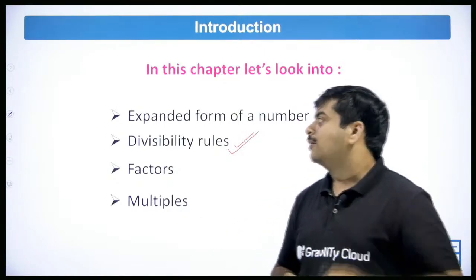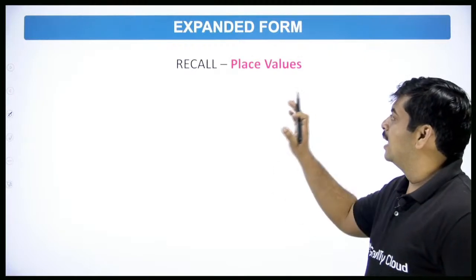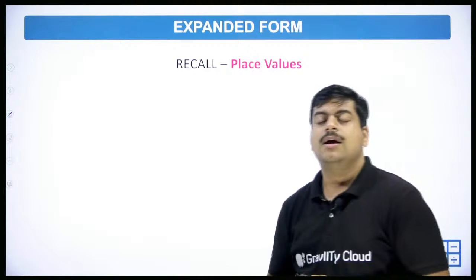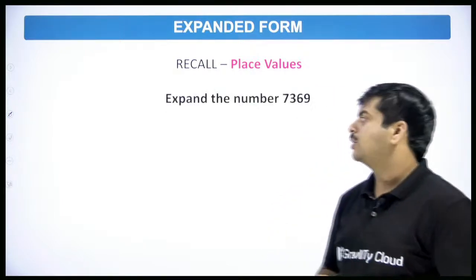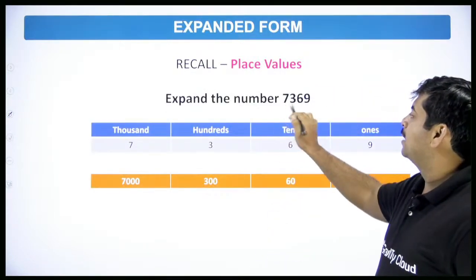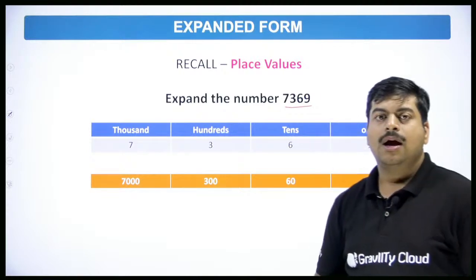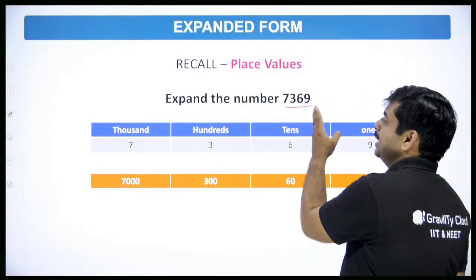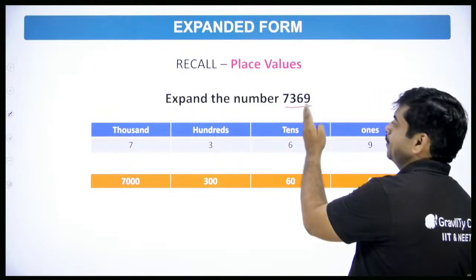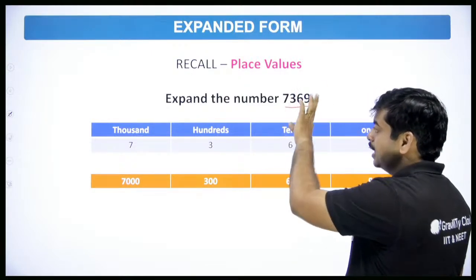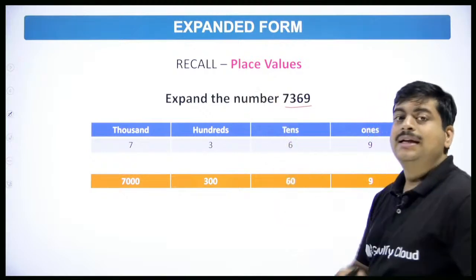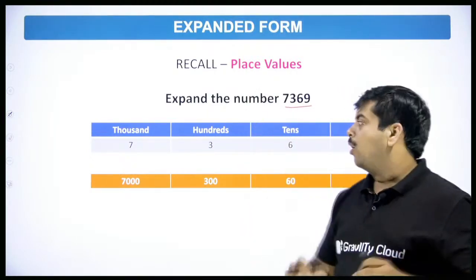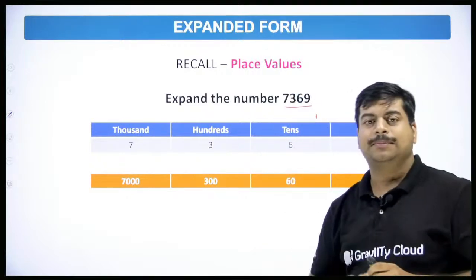The first one we're going to see is place value. When we are discussing expanded form, what do you mean by expanded form? Let me tell you. For example, you want to expand the number 7369. What are place values, do you remember? The units place, that means ones, then tens place, hundreds place, thousands. If more digits are there, 10,000s place, 1 lakhs, 10 lakhs, 10 crores. All these are the place values.